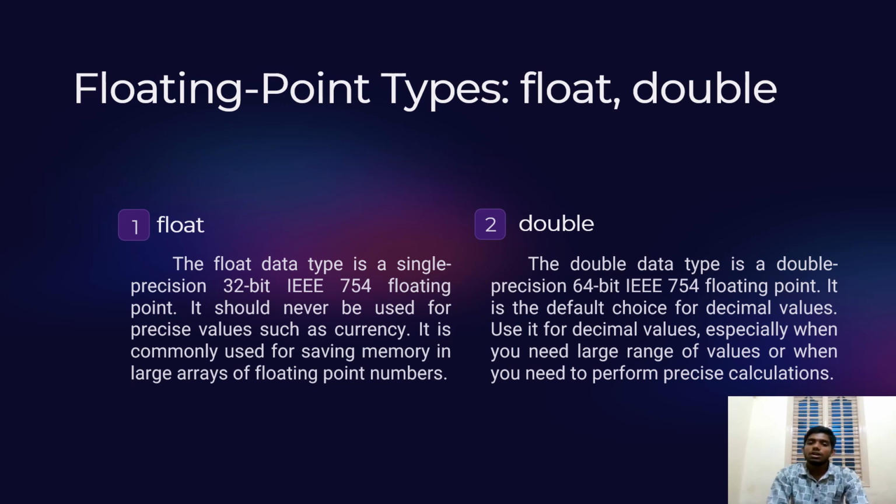Double. The double data type is a double precision 64-bit IEEE 754 floating point. It is the default choice for decimal values. Use it for decimal values, especially when you need a large range of values or when you need to perform precise calculations.